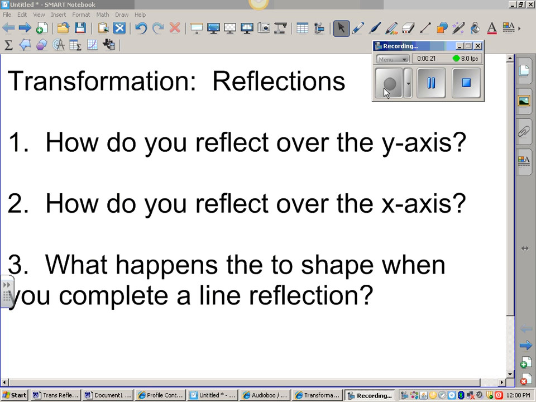The three things you really need to focus on today by the end of the video is: how do you reflect over the y-axis, how do you reflect over the x-axis, those are two rules that you are expected to know how to do, and three, what happens to the shape when you complete a line reflection.